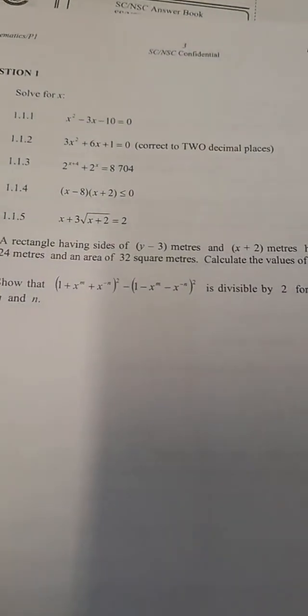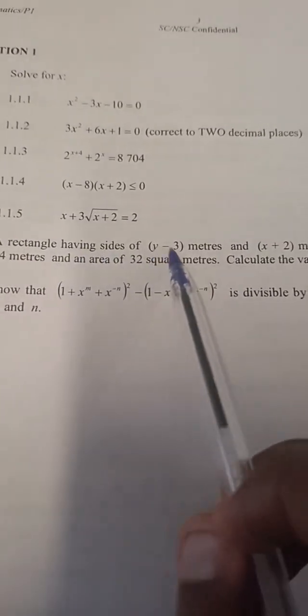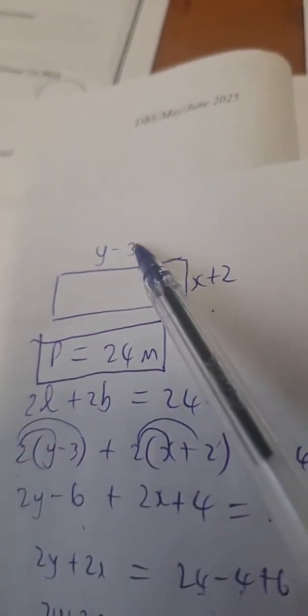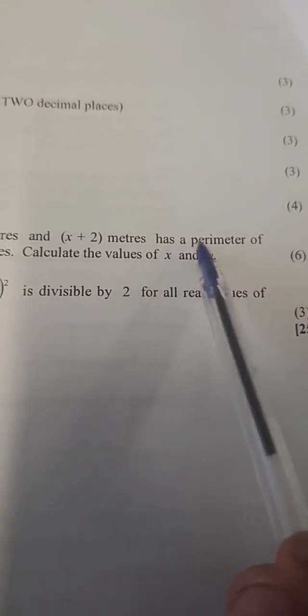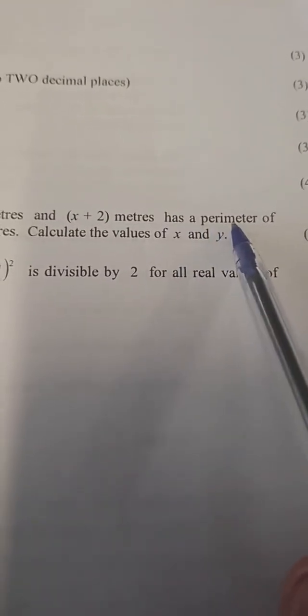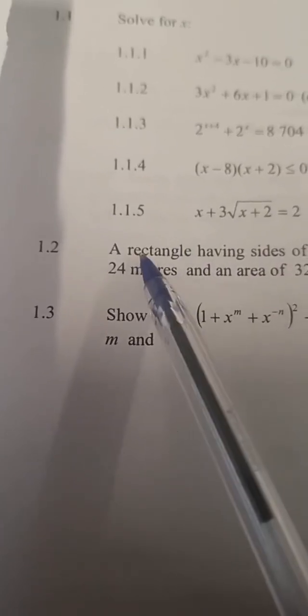Okay. The question says, the area of a rectangle having sides of y minus 3 meters, here's the y minus 3, and x plus 2 meters, there's the x plus 2, has a perimeter. What is perimeter? Perimeter is the total distance around the rectangle. It has a perimeter of 24 meters. Okay, so let's just stop here.